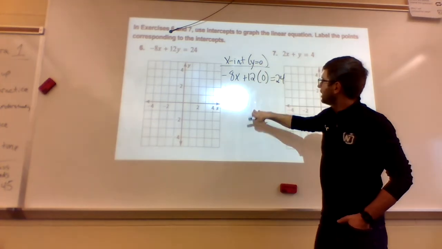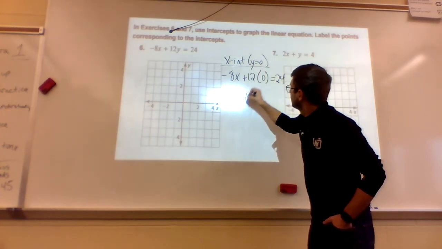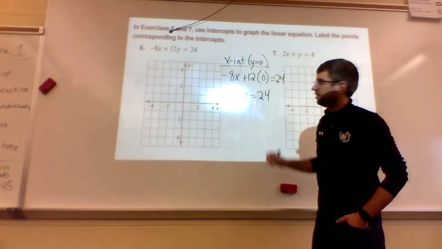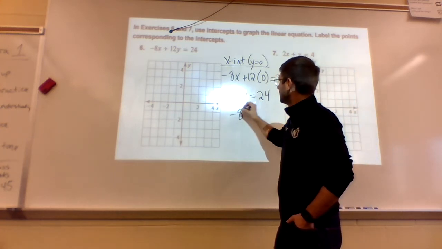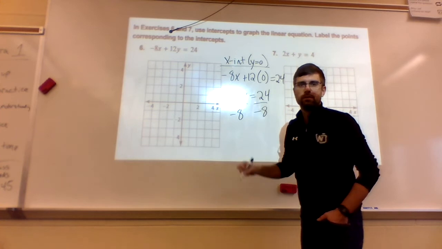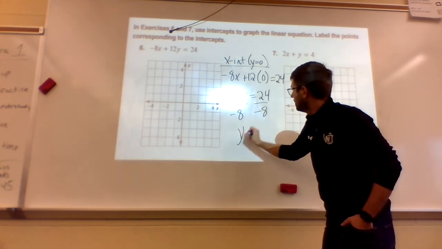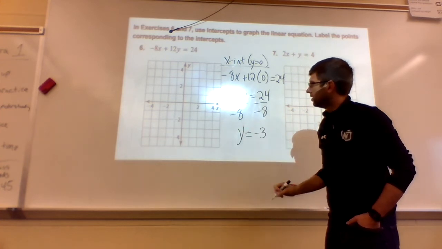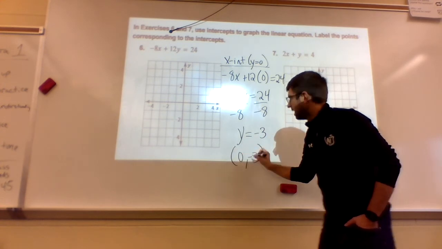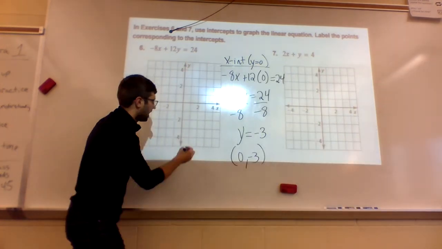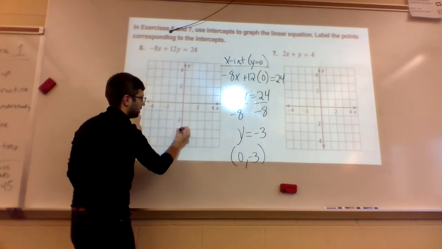This part will cancel out, so -8x equals 24. We divide both sides by -8, and y equals -3. So we know we have a y-intercept at -3. So we're going to go over to our graph, and at -3, put in a point.